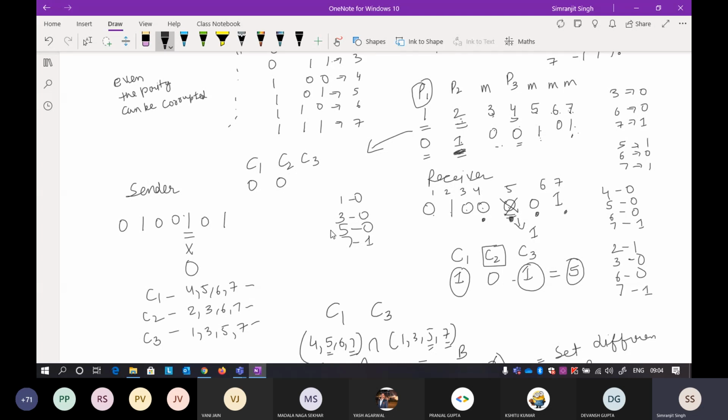Third one, 1, 3, 5, 7. So 1 is 0, 3 is 0, 5 is 1 and 7 is 1. Again the parity bit is 0. So it is the first possibility, which says there is no error here.